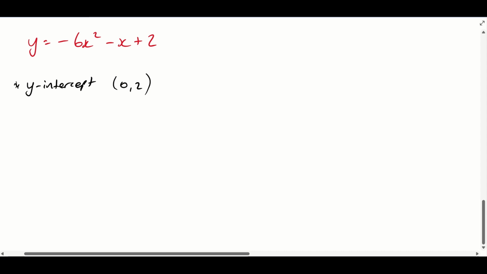The next thing to do, and again, this is the part that just changes what technique we use to find the x-intercept, or our roots, or our solutions. So this is when y is equal to 0. So we've now got our negative 6x squared, take x plus 2, has to be equal to 0.